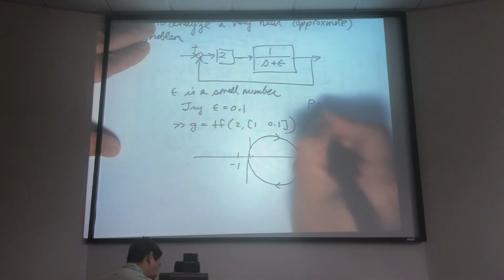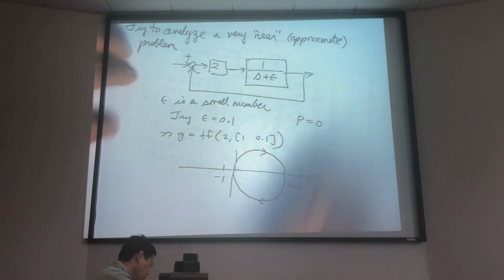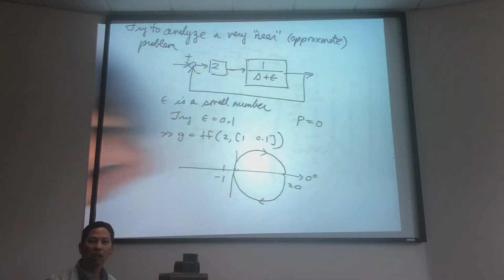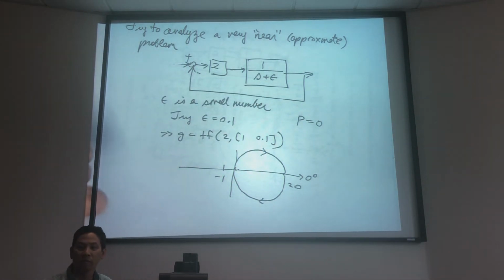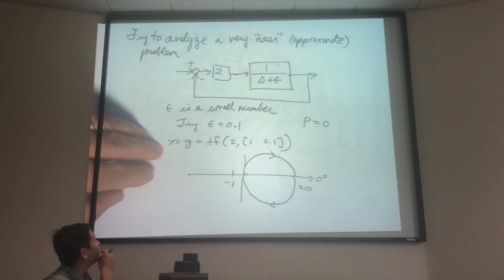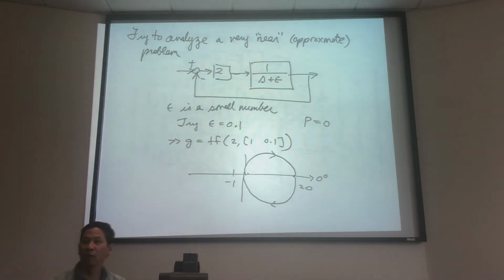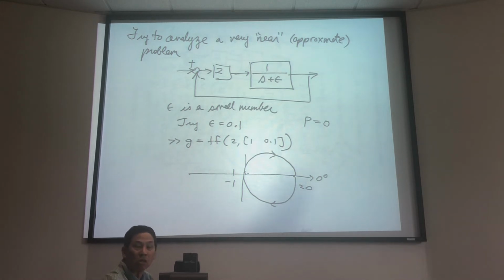In this near problem, what is P? P is 0. The pole is close to the imaginary axis, but it's clearly in the left half plane. Yes, question? Okay, so the question is, could epsilon be a negative number? That's another way. I think we have enough time. We'll try that. So hold that thought. But let's do this one first. P is equal to 0, so there's no ambiguity.